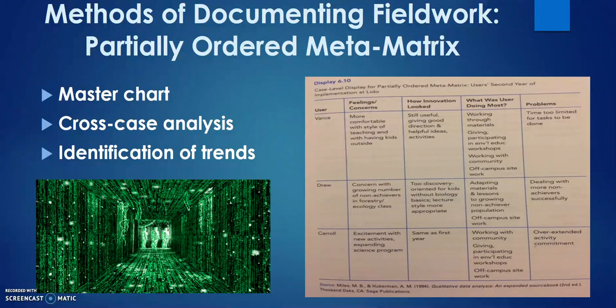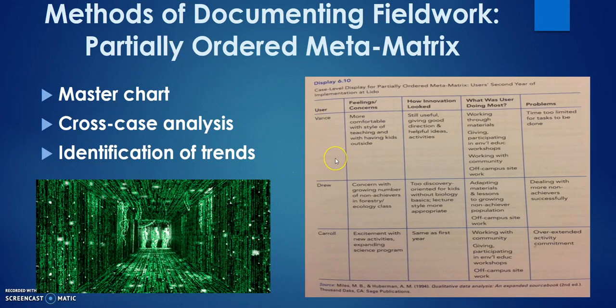Method 5 is the partially ordered meta matrix. This method involves the creation of a master chart that is used to combine data from several cases. This partially ordered meta matrix is the first exploratory step into cross-case analysis. It also allows the researcher to identify trends and concerns.